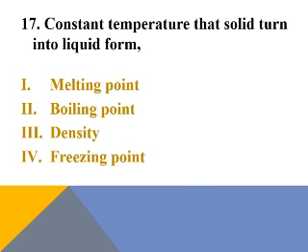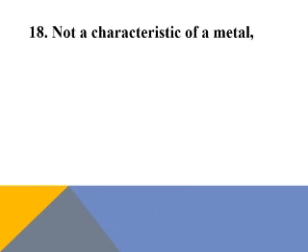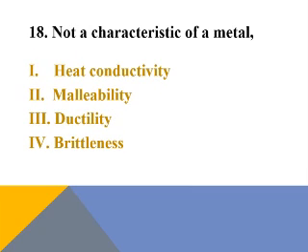Question number 18. Not a characteristic of metal. There are set of properties belongs to metals. Here, as answers also given some properties. Let's interpret them. The first one, heat conductivity. Most of the metal can transfer heat from one place to another place. That means metal can conduct heat.